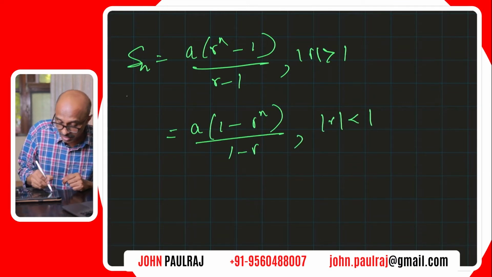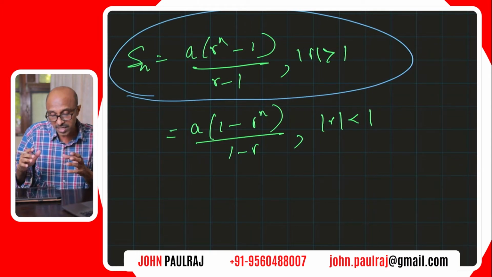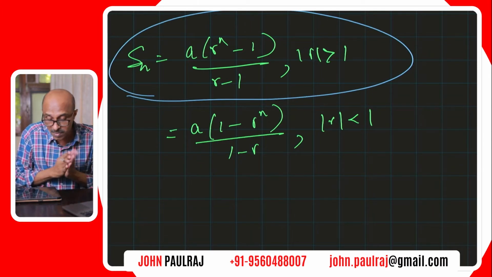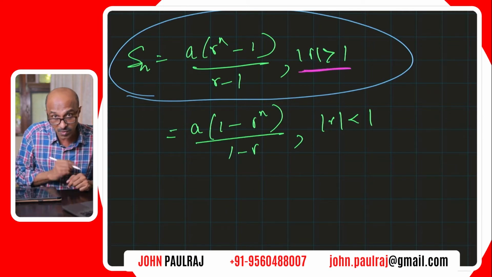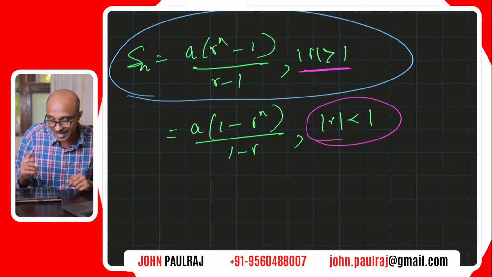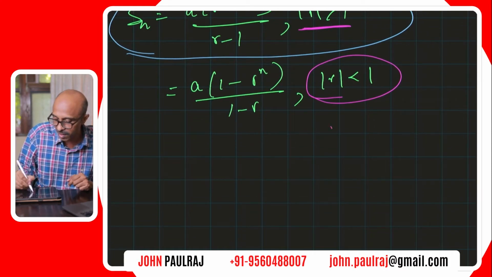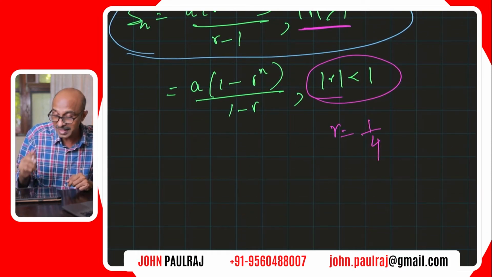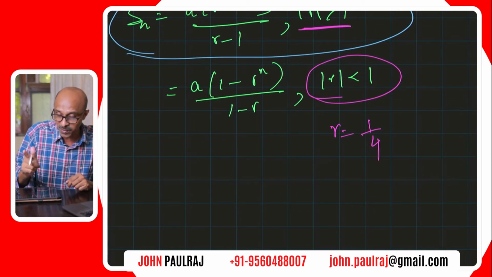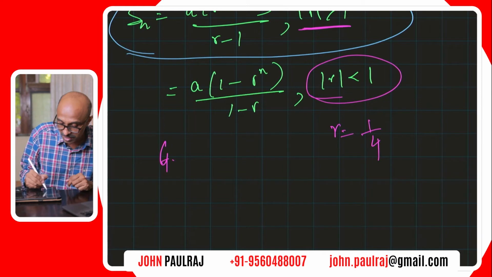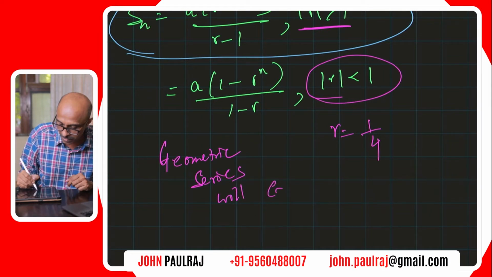It's true that the geometric series will grow faster than the arithmetic series, but that's only the case when the absolute value of r is greater than 1. If the absolute value of r is less than 1, if you have a factor, say r is 1 over 4, then it's a different story altogether. There and only there we say that a geometric series will converge.